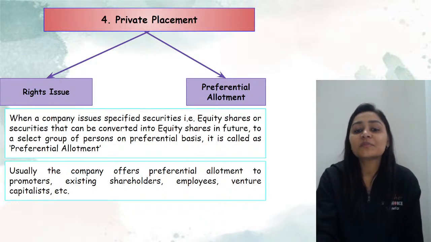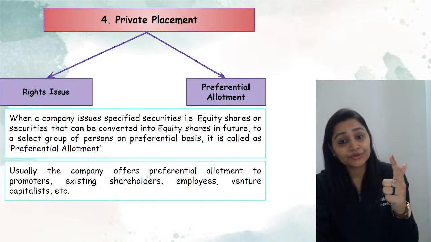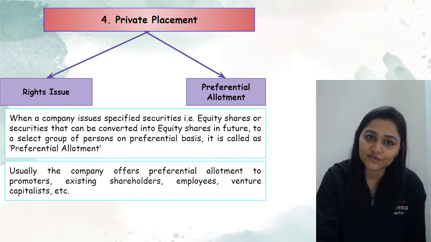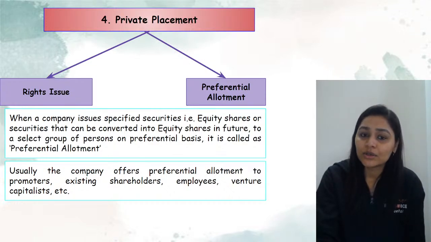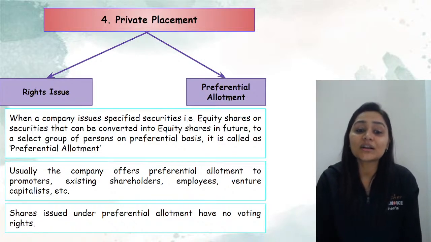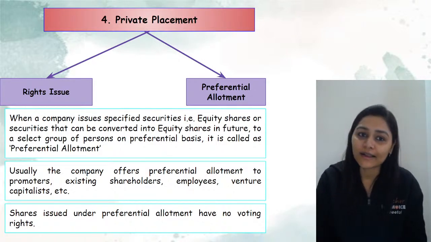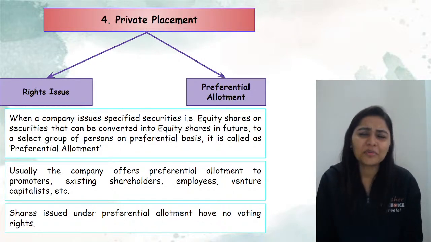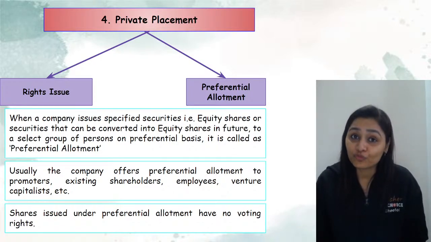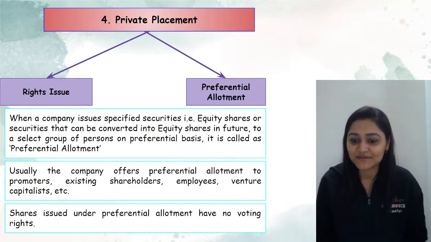Usually, the company offers preferential allotment to the promoters of the company, to the existing shareholders of the company, to the employees of the company, to the venture capitalists. And with this, I would like to conclude that the shares which are issued under preferential allotment are not given voting rights. ये तो हम सबको पता ही है कि नहीं? Preferential shares do not have any kind of voting rights like the equity shareholders.